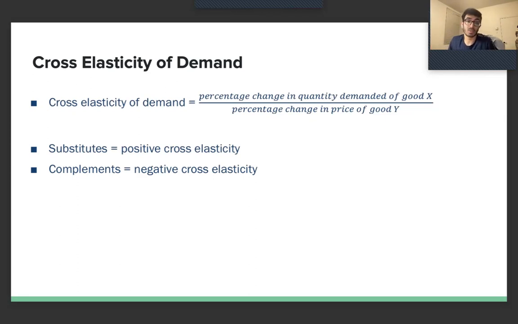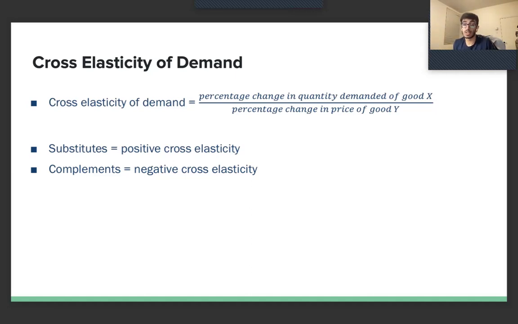And in the case of substitutes, we have a positive cross elasticity, which logically makes sense because if the price of a substitute good, let's say good Y is a substitute good, increases, then people will shift to your own good. So let's say Y is tea again, and X, which is our good, is coffee. So if the price of tea increases, people would start demanding more coffee.